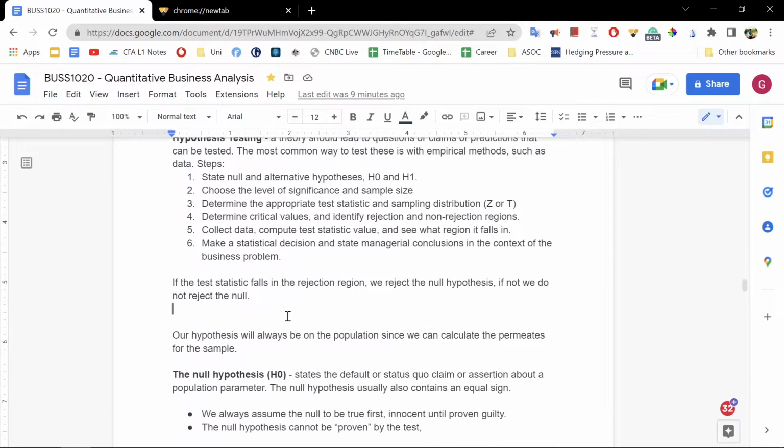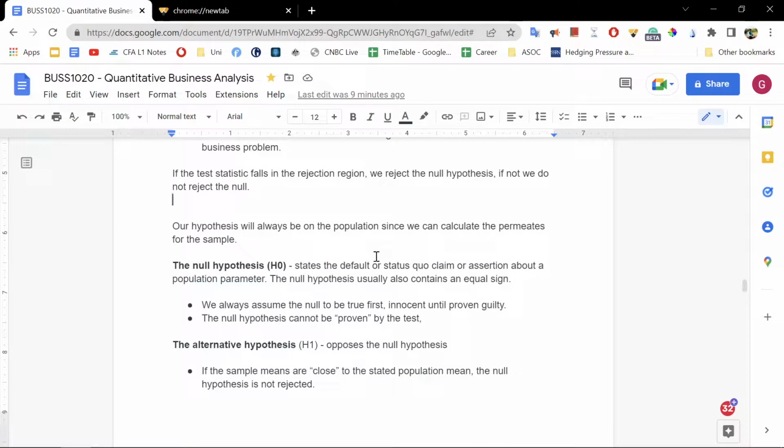Anyways, so if the test statistic falls within the rejection region, we reject the null hypothesis. If not, then we do not reject the null. This is the idea of innocent until proven guilty, if you've heard the phrase. So this is the same idea. When doing hypothesis testing, we assume that each can of Red Bull has 250 milliliters until the point where we can prove that we do not.